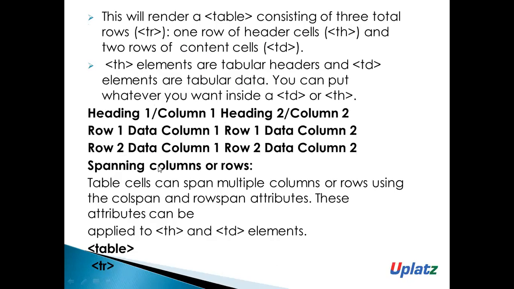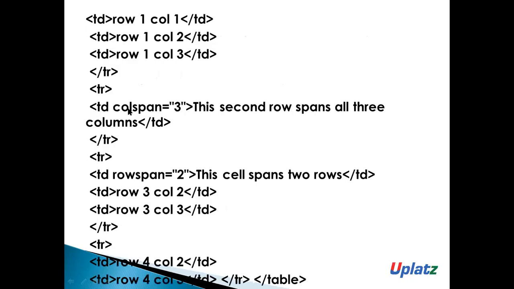So next is spanning of columns or rows. The table cells can span multiple columns or rows using the rowspan and colspan attributes, applied to TH and TD elements. So table, TR, TD, I'm just giving row 1, column 1, 2, 3, just closing, and TD colspan 3. So I'm just closing TR.